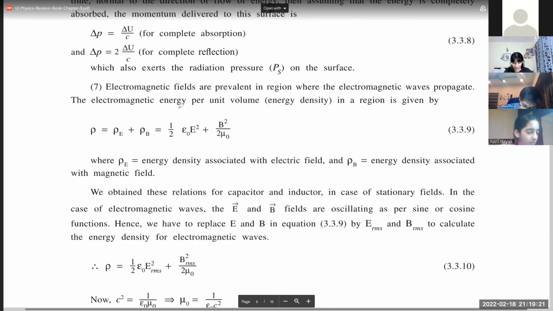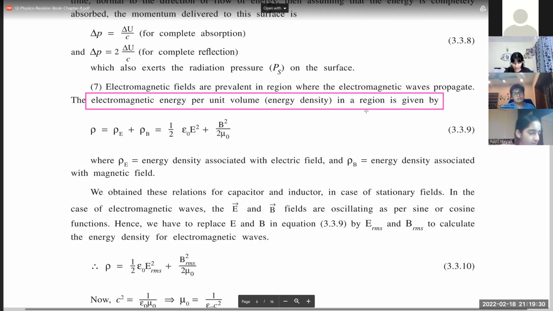Then write this. This is important. Energy density per unit volume. The electromagnetic energy density per unit volume is given by rho. This parameter is rho. It is given by the contribution due to the electric field plus the energy density per unit volume due to the magnetic field. The formula for the electric part is half epsilon naught E square. The formula for the magnetic part is B square by 2 mu naught.